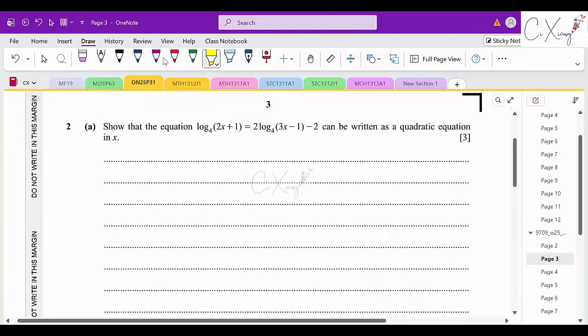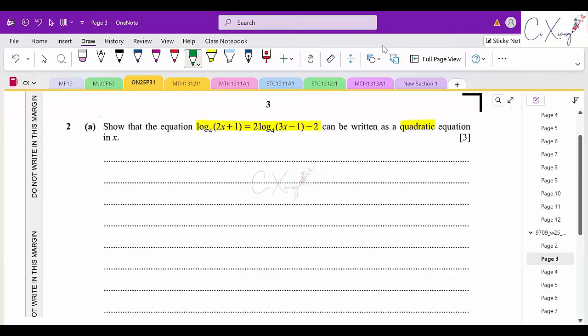Alright, so question number 2. Show that the equation of this can be written as a quadratic equation in x. If you want to make it into a quadratic equation in x, very likely we need to get rid of the log base 4 first. Then only we can rephrase it to become a quadratic equation.